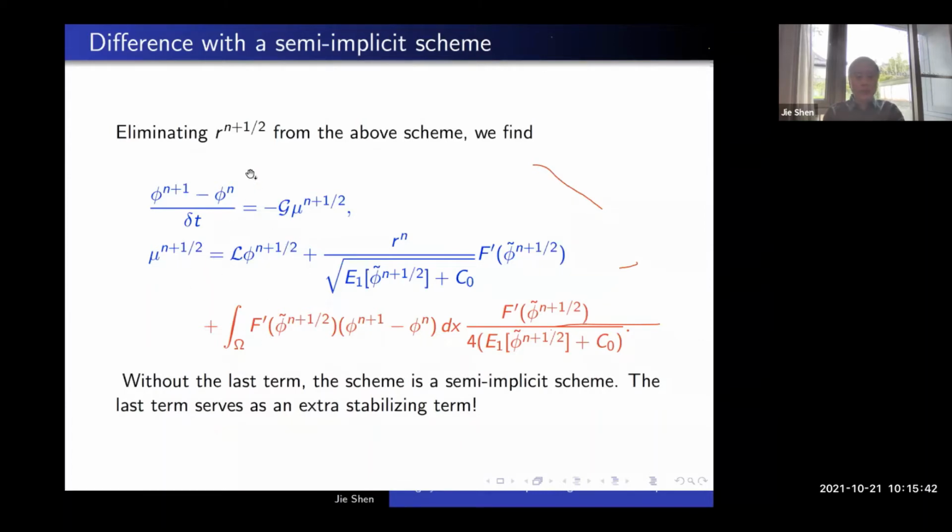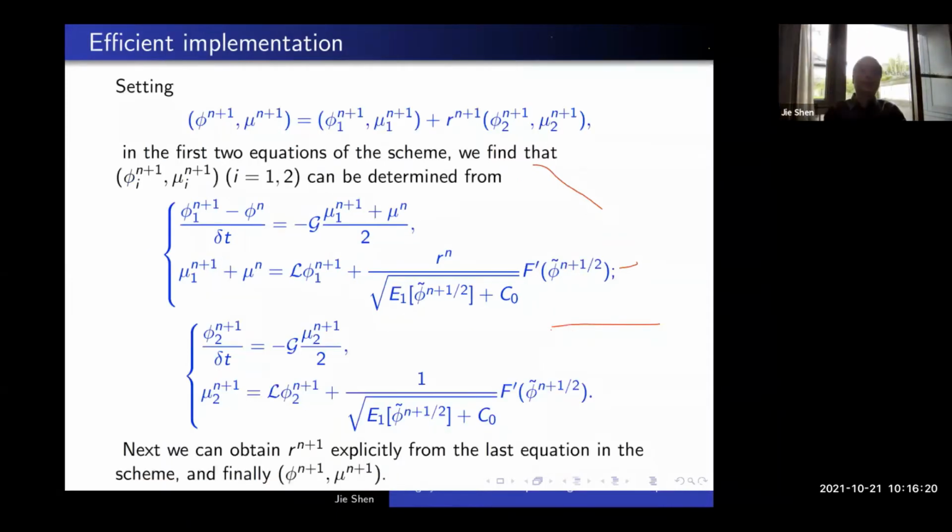So once you eliminate R n plus half, you end up with this equation. You see the extra red term adds stability to this semi-implicit scheme. And why does it add stability? Because when you try to prove stability, you multiply the equation by phi n plus 1 minus phi n, and you get this term multiplied by phi n plus 1 minus phi n, which is positive. You get a positive term here. And so that's why it is a stabilizing term.